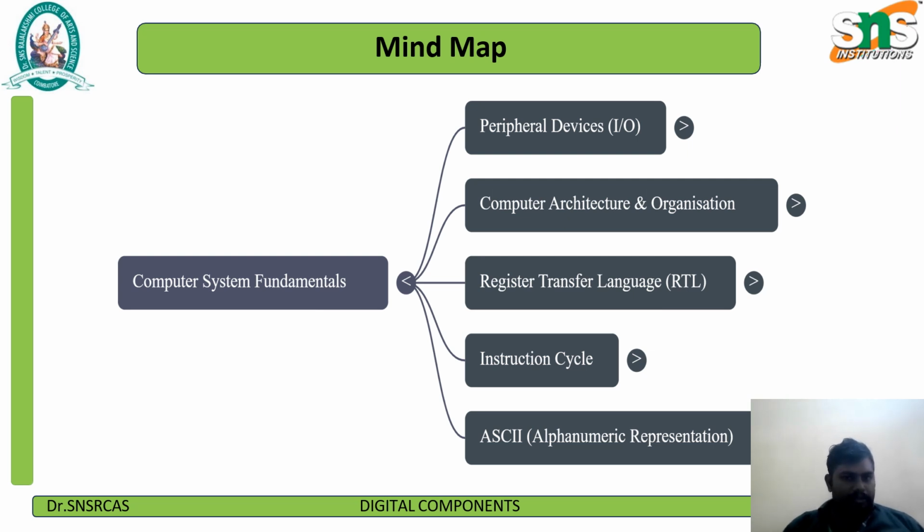This is the mind map for the computer system fundamentals: the peripheral devices, the computer architecture and organization, the register transfer language, the instruction cycle, and the alphanumeric representations.